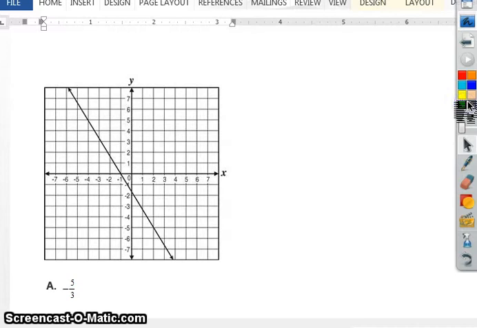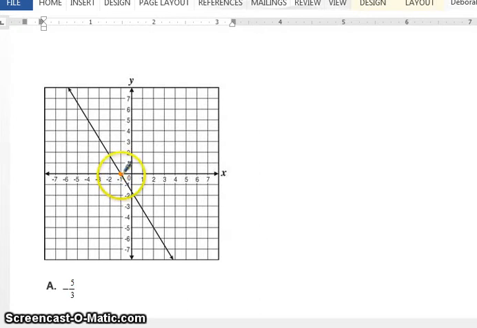So let's find a point where it crosses, and that looks like one right there. Let's get a brighter color. Can you see the orange there? Okay. And then let's follow this line until it looks like we get an exact point. That's close, but not quite. That one looks like it would work.